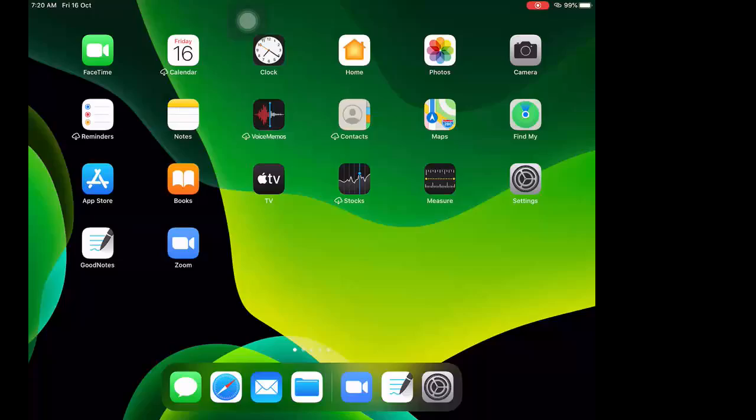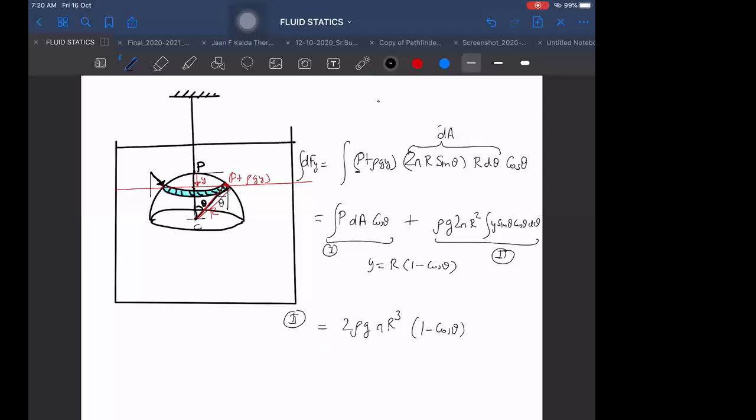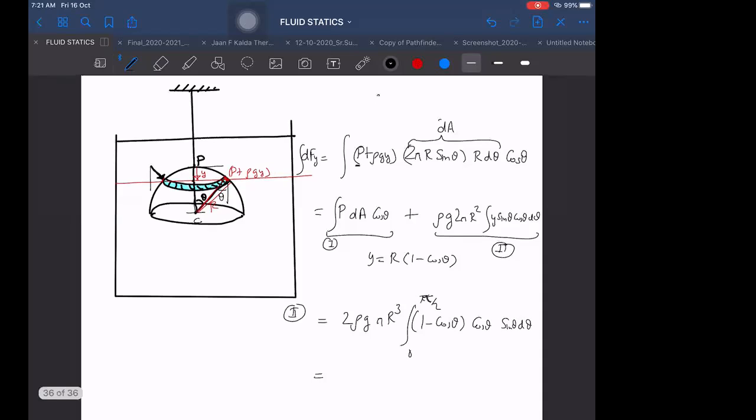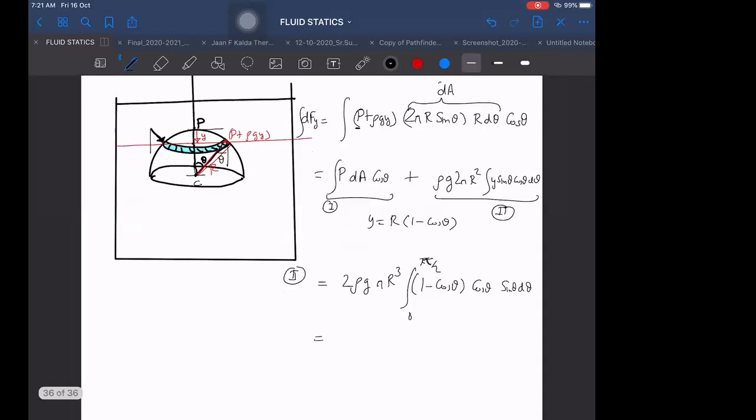Into one r will come from there, it will become r cube into 1 minus cos theta, 1 minus cos theta into sin theta d theta, integral limits 0 to pi by 2. I think enough from here we can get, right or not?